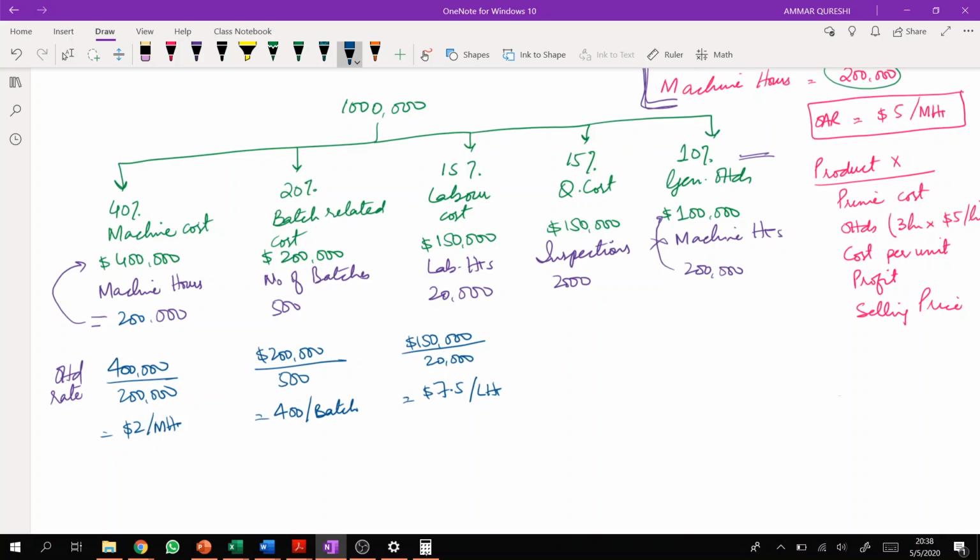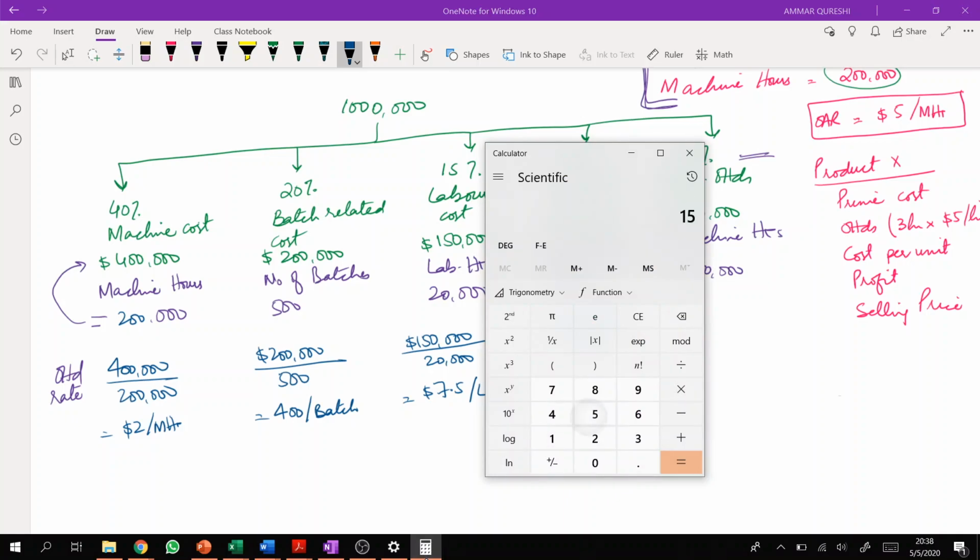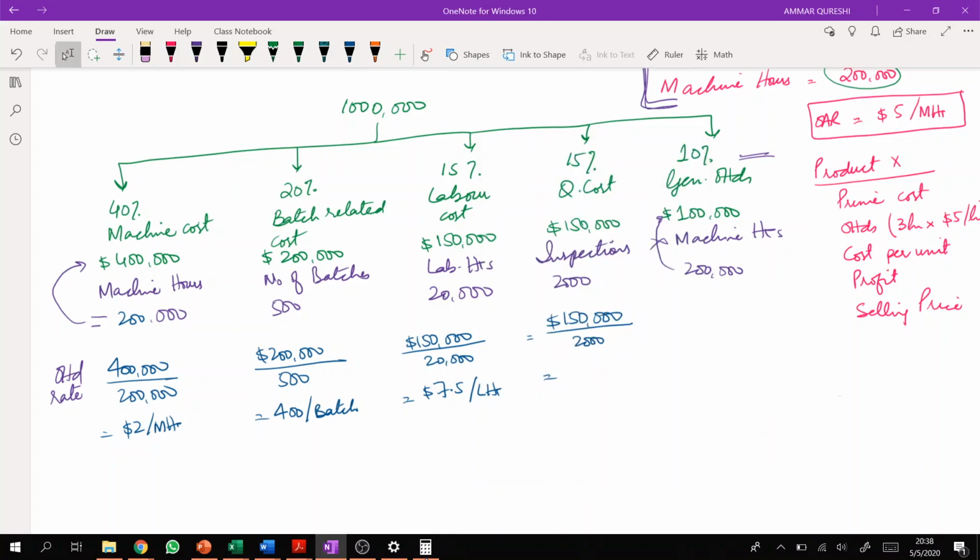Right? Quality control cost will be what? Quality control cost will be 150,000 divided by 2,000. So 150 divided by 2 is $75 per inspection, right? And the last one is 100,000 general overheads, distributed on the basis of 200,000 hours. So this will be just 0.5 per machine hour, right?